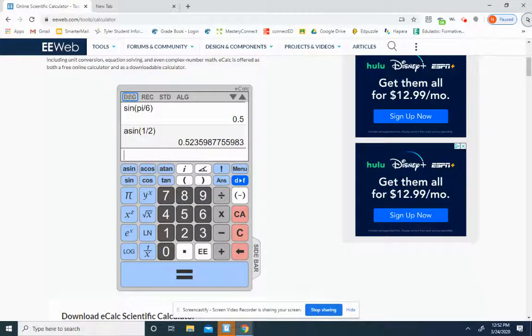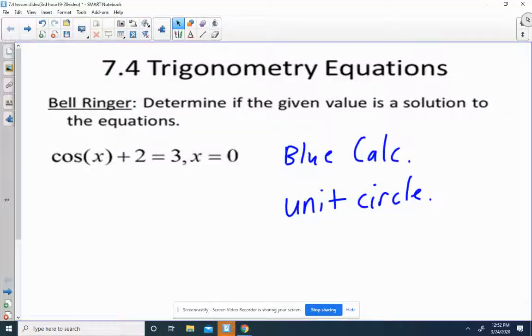So radians, degrees, don't ever use grad. That's how you would use that in that case. For now, let's keep it in radians. And if you need to change it to degrees at any time, that's how you do it. Okay? You got everything you need. You got your calculator. You got your unit circle. Now let's go on to the lesson.